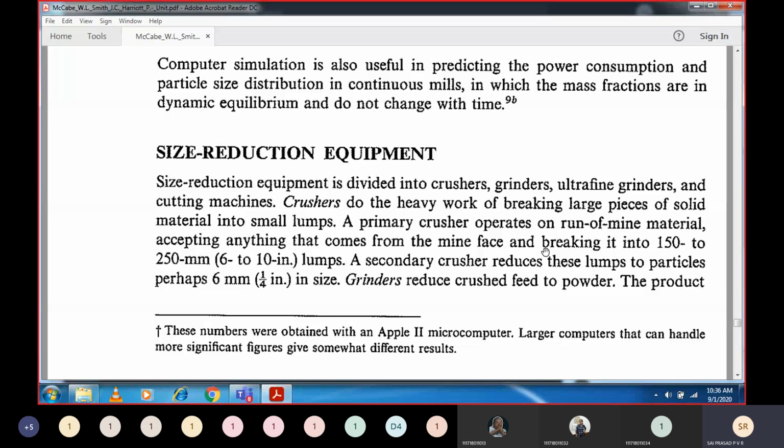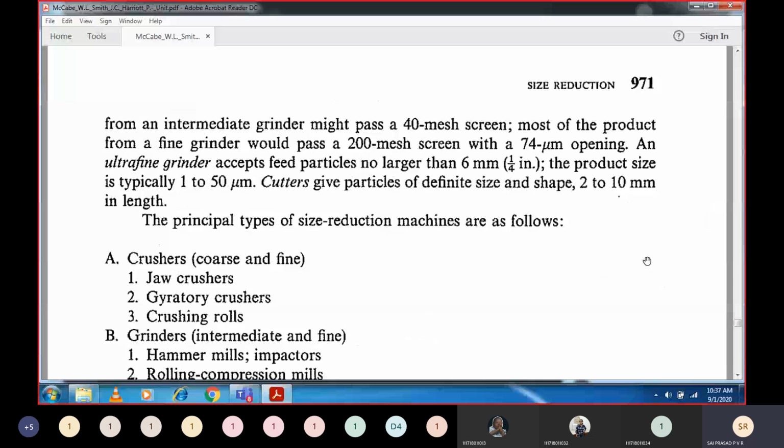So now, after seeing what a crusher is, we go for the grinders. In the grinders, the product which is obtained from a primary crusher or secondary crusher is sent to the grinder, where it crushes the feed to powders. And now the product from an intermediate grinder might pass through a 40 mesh. So already, what will happen? The inches have suddenly become mesh numbers.